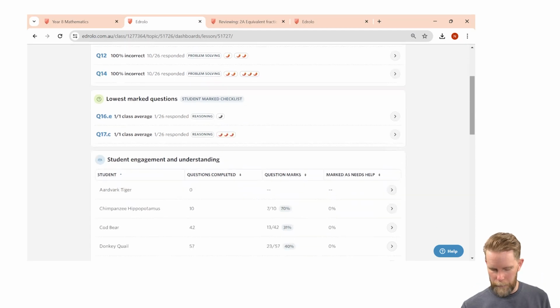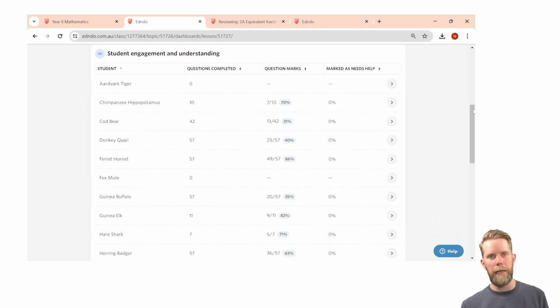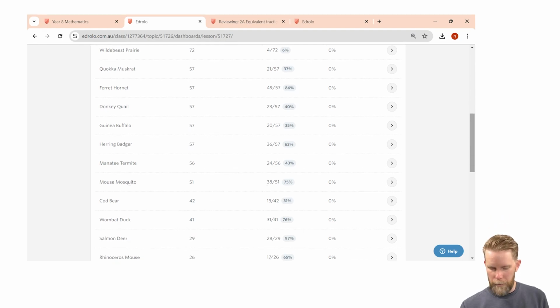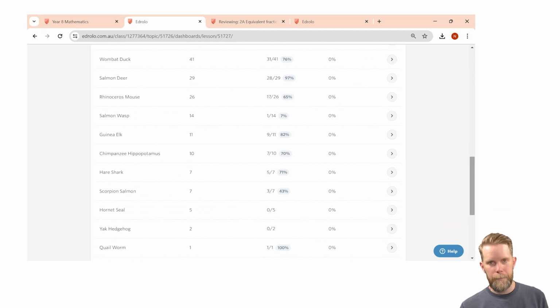So if we scroll down, we have the table called Student Engagement and Understanding. In the first column, we have questions completed. So very straightforward, we can sort this column to see who are the students that have answered the most questions.